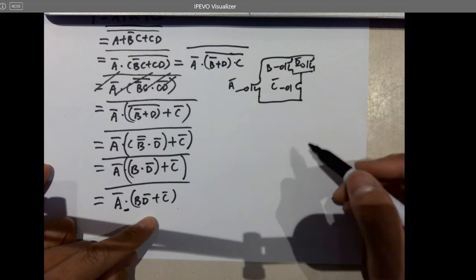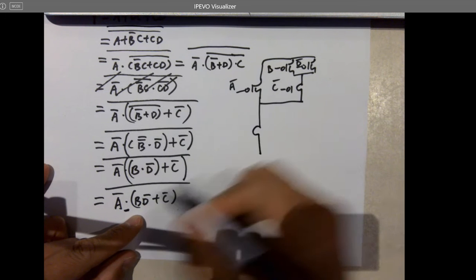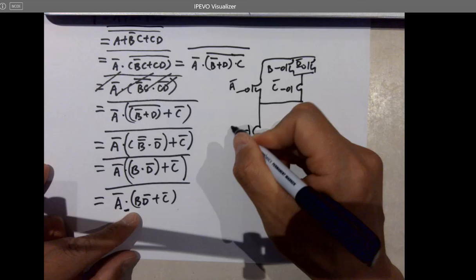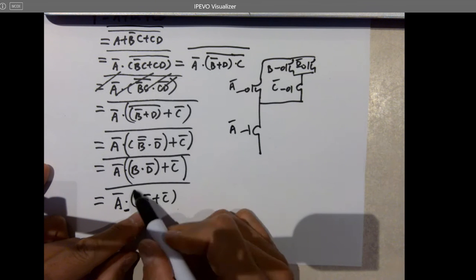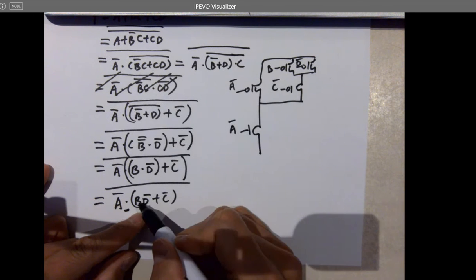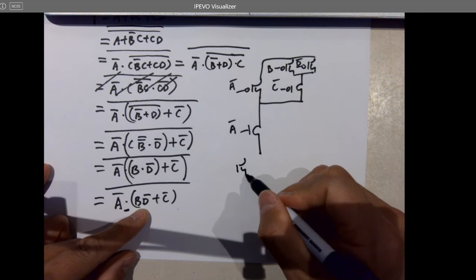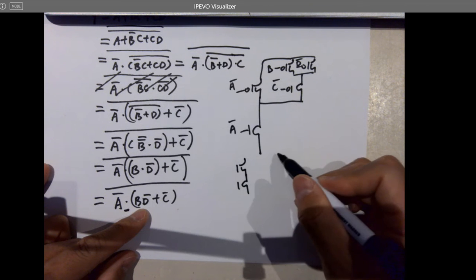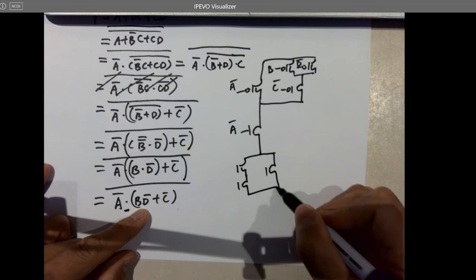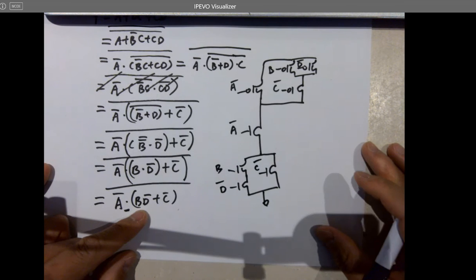Now look at NMOS. So A and everything are in series actually. So this will be A not, and everything else here should be in series. And these two are in series and in parallel with this guy. So you are getting this one in series and one in parallel with these ones. So B, D not, and C not.